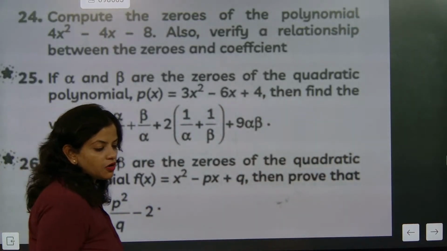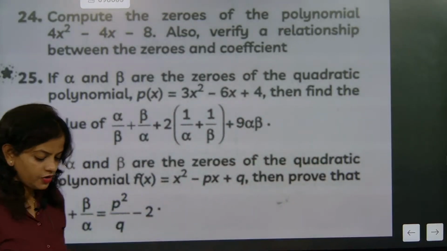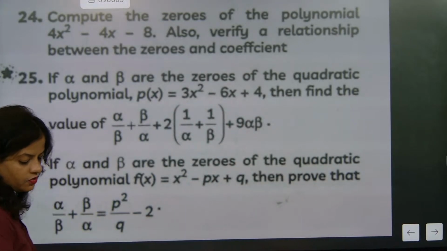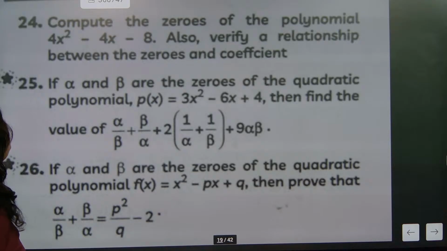Carbon compounds, metals and non-metals, electricity, and one question set I am providing you for practice, because most of the things we can only do one by one. Now look here. Compute the zeros of the polynomial. Also verify the relationship between zeros and its coefficients. Will you be able to do this question? Already we have done it many times.